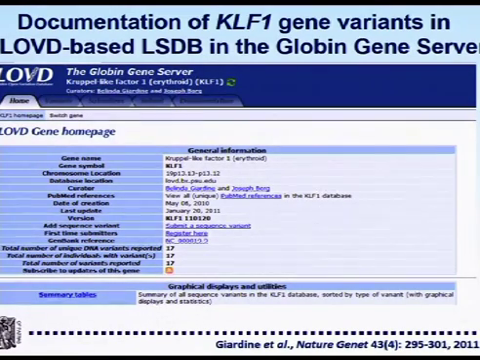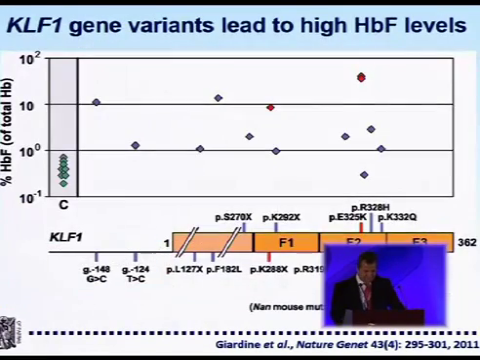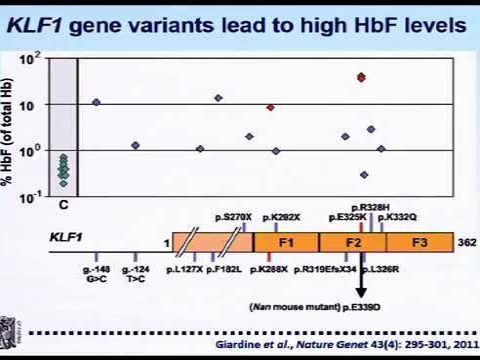So that's basically an LOVD that we have made for the KLF1 gene. If you put all the variants together, you see, for example, that these particular ones lead to high levels of fetal hemoglobin. This is the one found in a Maltese family, with summary here. These are the controls. You see that most of the variants on the KLF1 gene lead to moderate or high levels of fetal hemoglobin.